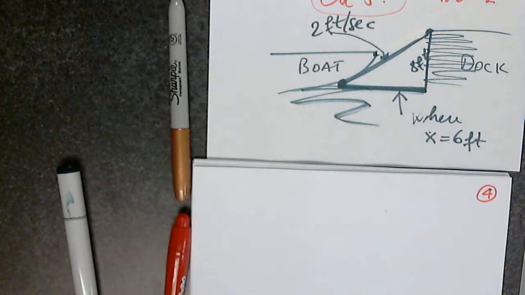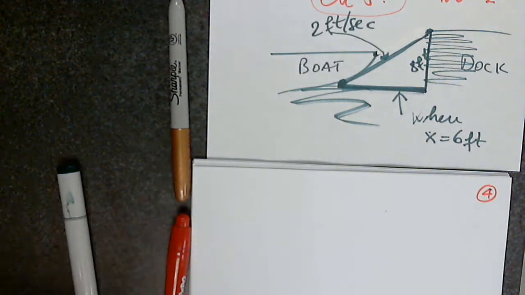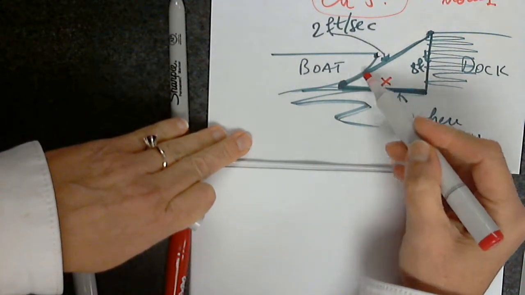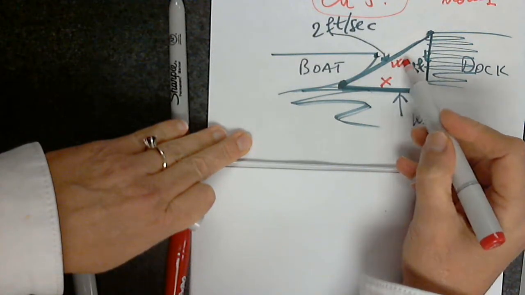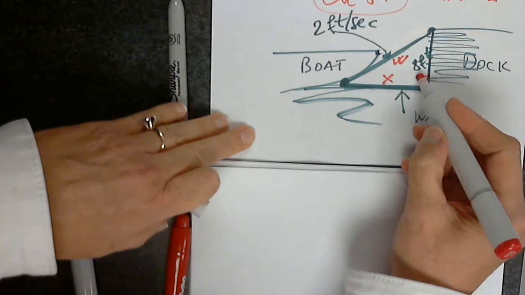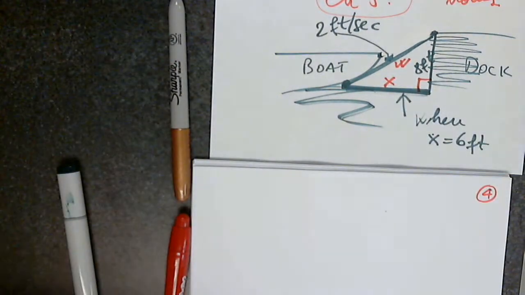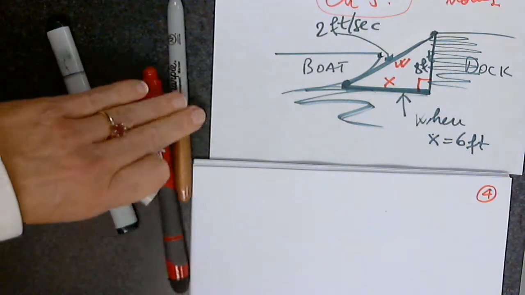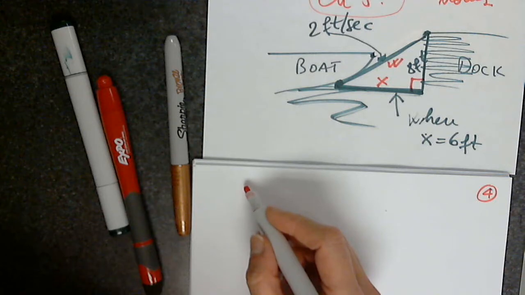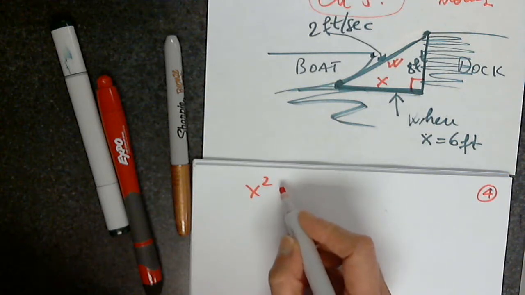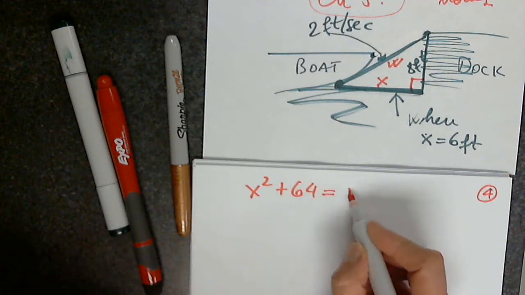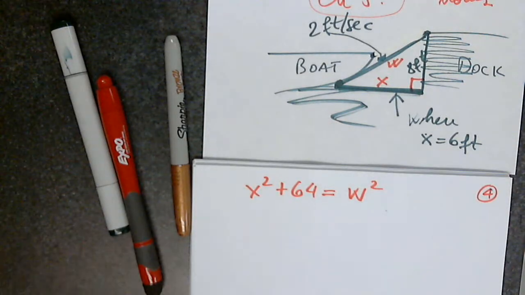Yes. So I have this as X. I have to denote this, let's say, as W. And I have a right triangle. Can anyone give us the Pythagorean theorem in this right triangle? X squared plus 8 squared is equal to W squared. Good. So what are we asked to determine?